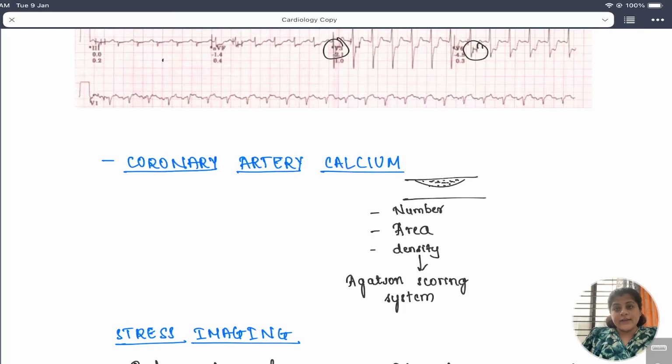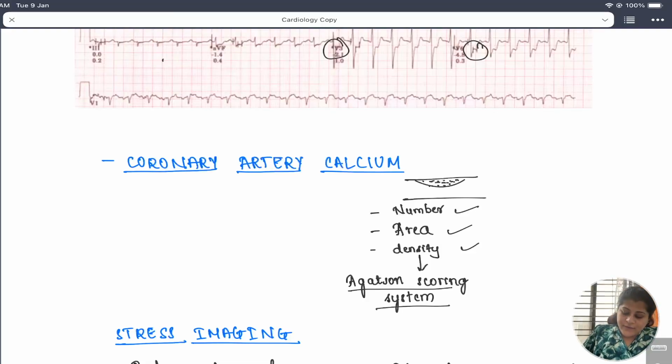So for coronary artery calcium, a CT scan is performed. Then they calculate how much calcium is deposited in coronary arteries. They'll see the number of deposits, and the area and density of calcium deposits. The scoring used here is Agatston scoring, and depending on the score, you can tell if the patient is at risk of developing atherosclerotic cardiovascular disease or not.